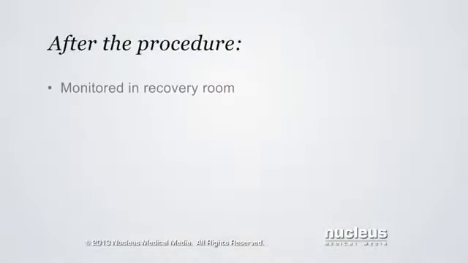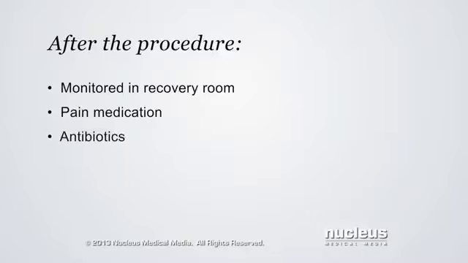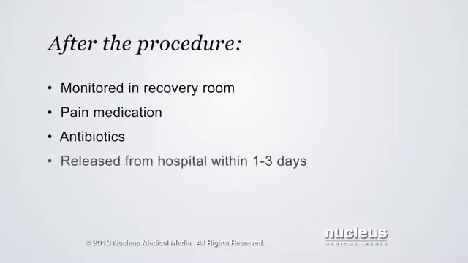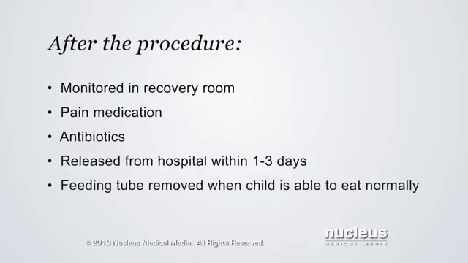After the procedure, the child will be taken to the recovery room for monitoring. Pain medication will be given. The child may continue to receive antibiotics through the IV. Within 1 to 3 days, the child will be released from the hospital. If the child has a feeding tube, the surgeon will remove it when he or she is able to eat normally.